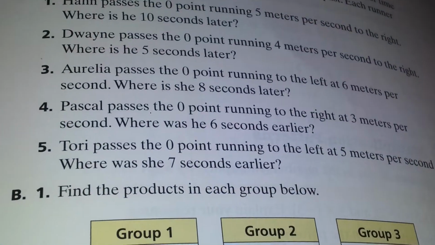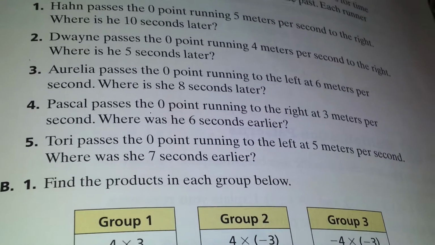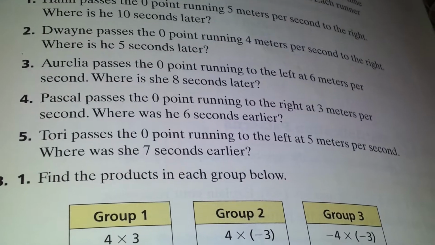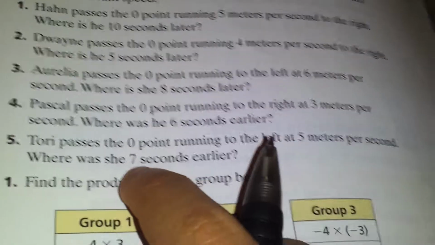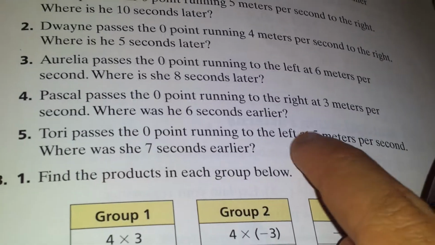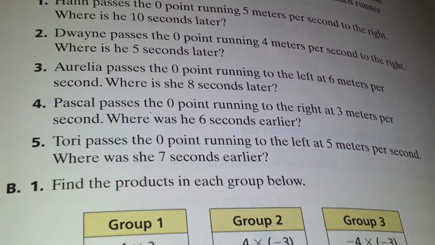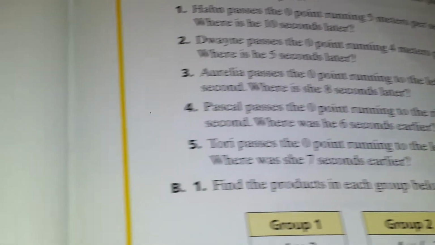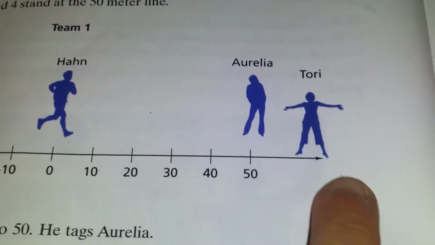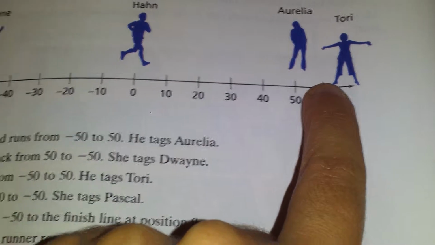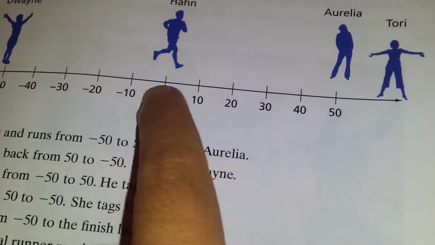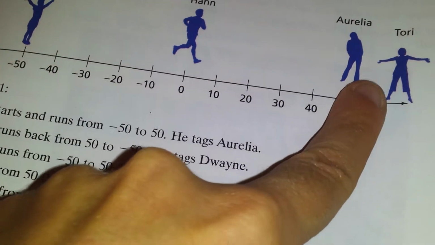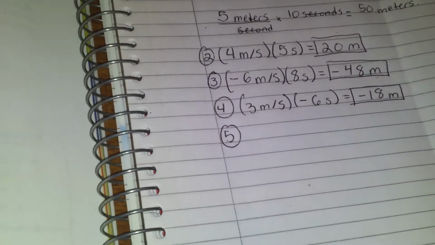Tori passes the 0 running point to the left at 5 meters per second. Where was she 7 seconds earlier? She's running to the left, and we want to know where she was earlier. Let's see what sign our answer should have. Keep in mind that left means negative and earlier means negative. We have 2 negatives, so they should give us a positive answer. Tori passes the 0 point, running to the left at 5 meters per second. She was at 50, so a few seconds earlier, she had to be somewhere in the positive. That matches our idea that we're going to have to work with 2 negative numbers.